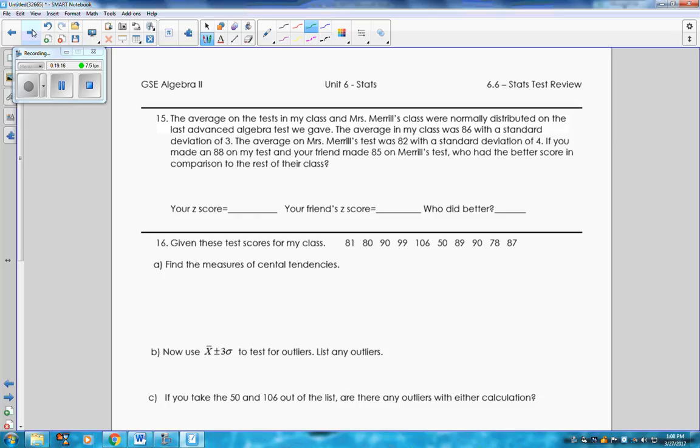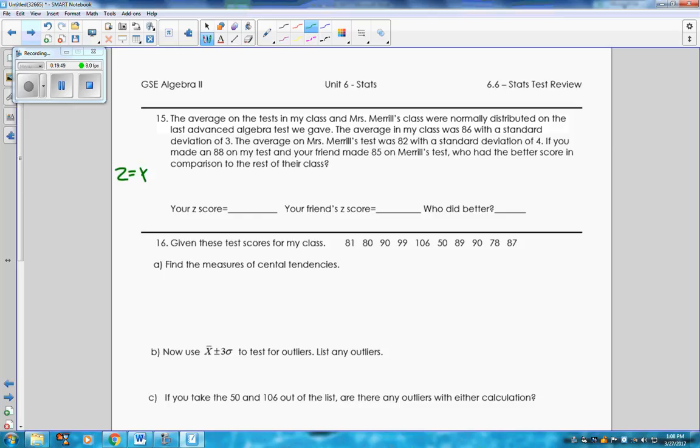The next page says that the averages of the tests in my class and Miss Myrtle's class were normally distributed on the last advanced algebra test that we gave. The average in my class was 86 with a standard deviation of 3, and the average of Miss Myrtle's test was 82 with a standard deviation of 4. If you made an 88 on my test and your friend made an 85 on Miss Myrtle's test, who had the better score?